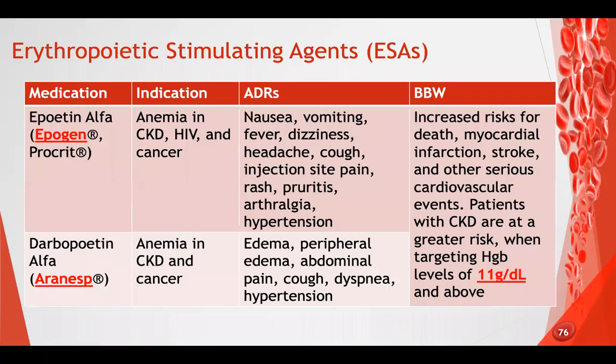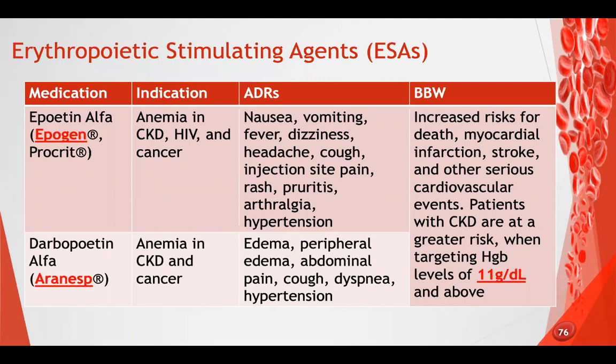So these are the erythropoietic stimulating agents that are currently FDA approved. We have epoetin alpha, which is Epogen or Procrit, and darbepoetin alpha, which is Aranesp, and both of them are indicated for anemia in chronic kidney disease and cancer, but Epogen and Procrit are also indicated for HIV. They do have similar side effects.